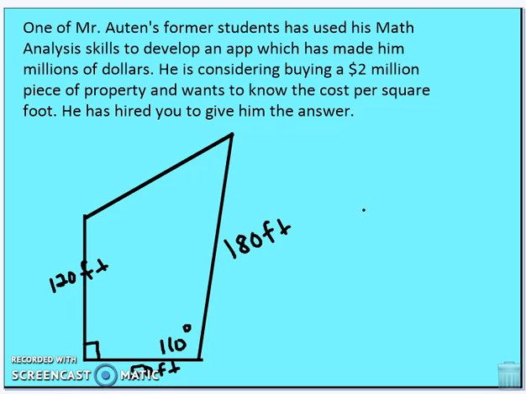All right, so we have this piece of property, this quadrilateral, right angle here, a length of 120, a length of 50, and then a length here on the right-hand side of 180 feet. And we're going to use what we know about the area of any triangle to find the area of this quadrilateral. All right, so I'm going to give you a moment. Let's see if you can figure it out.